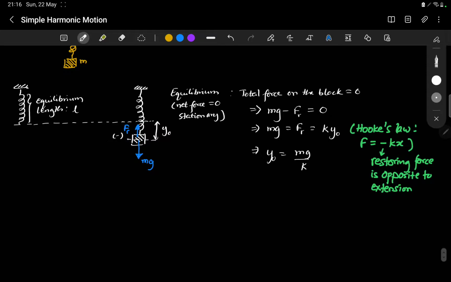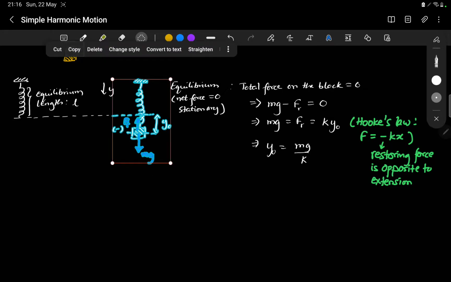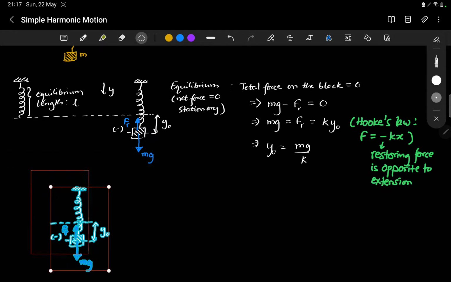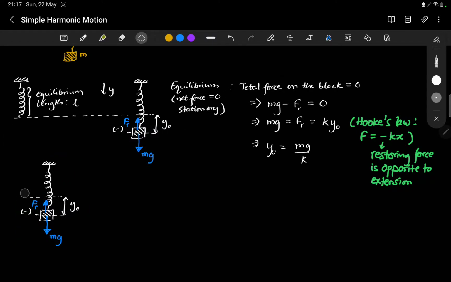Now we will displace the block by x distance, or rather we are calling this the y direction, so we will displace by y. This direction over here is the y direction, so we will displace by some y displacement. So if I redraw the spring, I have the spring over here once again.